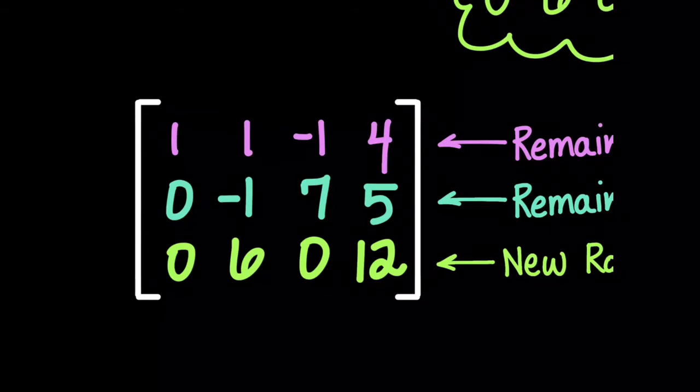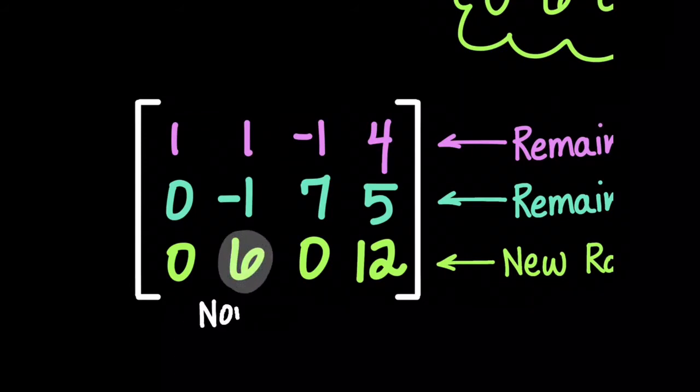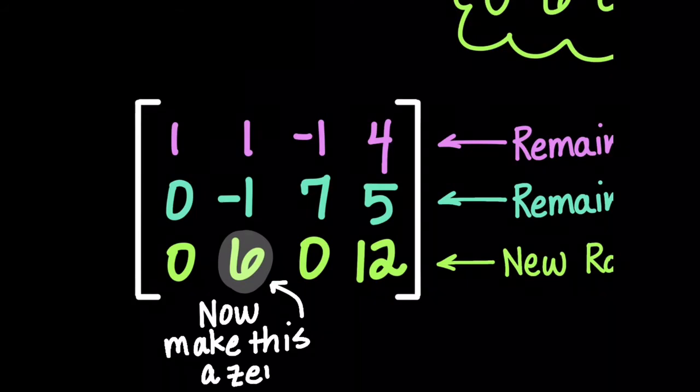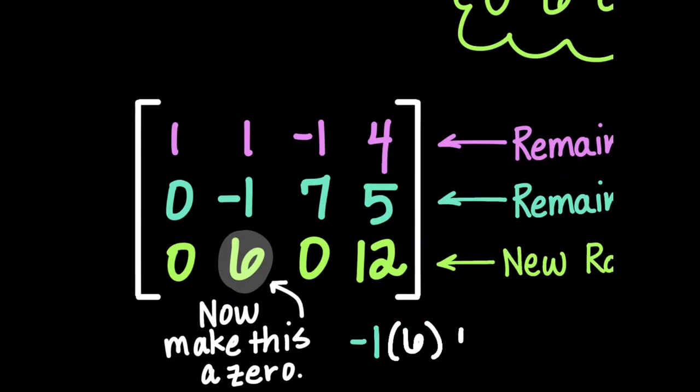The route we took in my class was to multiply the second row by negative 1, but now let's make this 6 into a 0 instead of going that other route. Remember, to obtain a 0, we want the sum of opposites. So we're going to take negative 1 and multiply it by 6 so that when we add it with 6, we get 0.